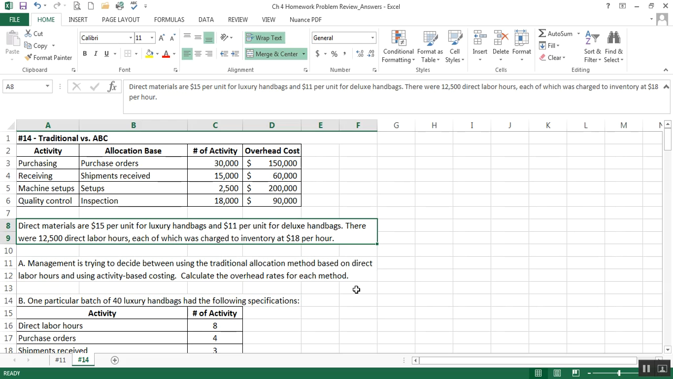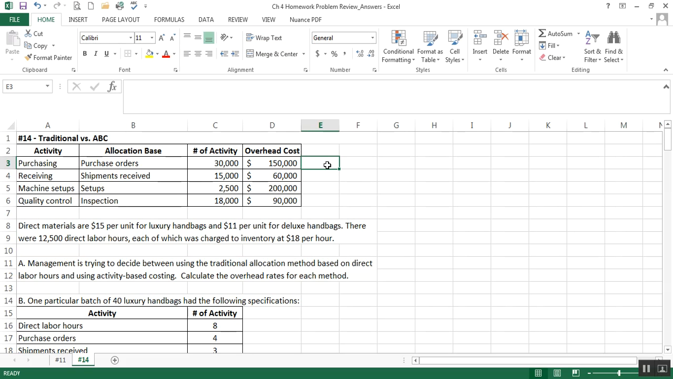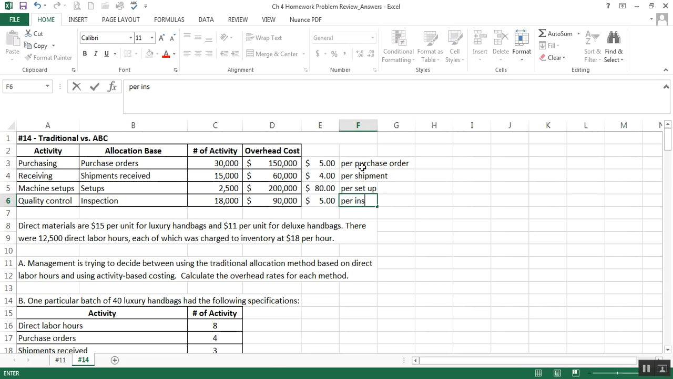So let's look at the overhead rates. Then we're going to take the cost divided by the number of activity. All right? So it's going to be $5 per purchase order, and then cost divided by activity is $4 per shipment. Here is cost divided by activity again, $80 per setup, and then cost divided by activity is $5 per inspection. Okay?